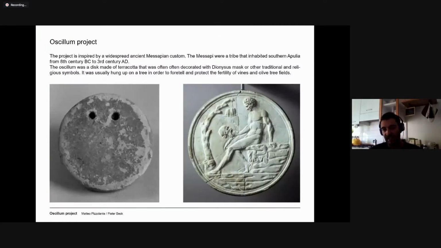So the project is entitled Oscillum. And the oscillum is inspired by an ancient Messapian custom. The Messapians were a tribe that inhabited Southern Apulia from the 8th century before Christ to the 3rd century after. And the oscillum was a disc made out of terracotta that was hung up to trees to foretell and protect the fertility of vines and olive tree fields.